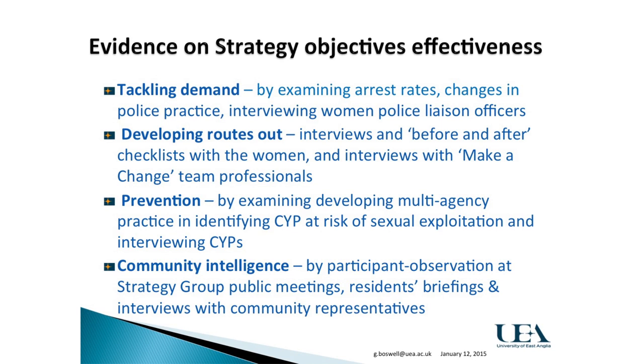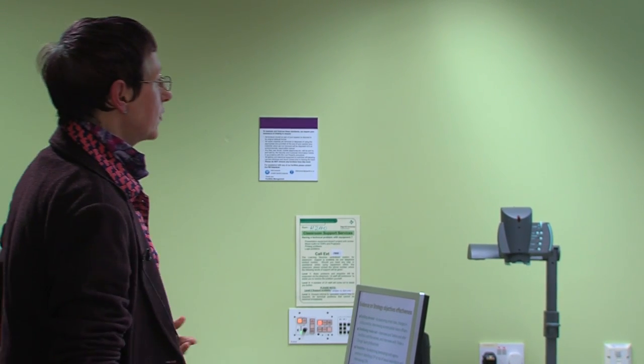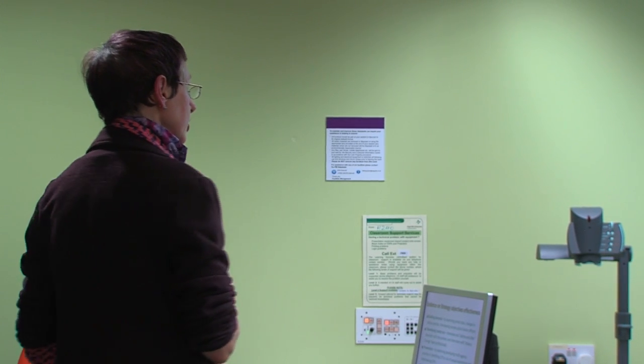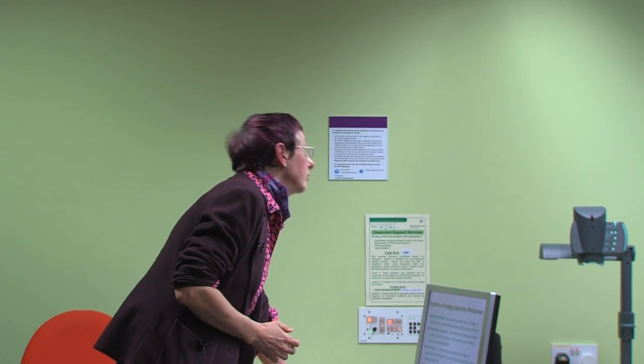And there were many, it has to be said, and in some cases quite dramatic successes in the strategy. So we looked at tackling demand, we examined arrest rates, changes in police practice, and we interviewed the women police officers who worked intensively with the sex working groups in Ipswich. In order to examine developing routes out, we carried out interviews and before and after checklists with the women and also with the Make a Change team professionals who were delivering the core supportive intervention. In order to look at prevention, we looked at what was happening to develop multi-agency practice in identifying children and young people at risk of sexual exploitation. And boy, has that really come into the news in the last year or so. And in terms of community intelligence, carrying out participant observation at strategy group public meetings, residents' briefings and interviews with community representatives.